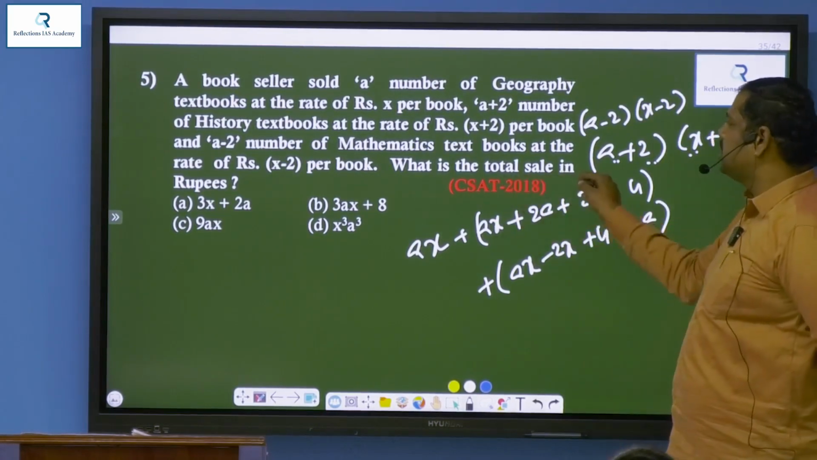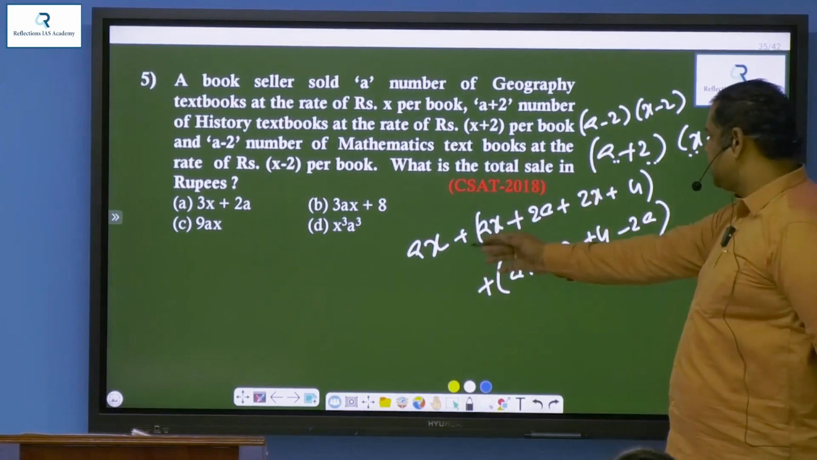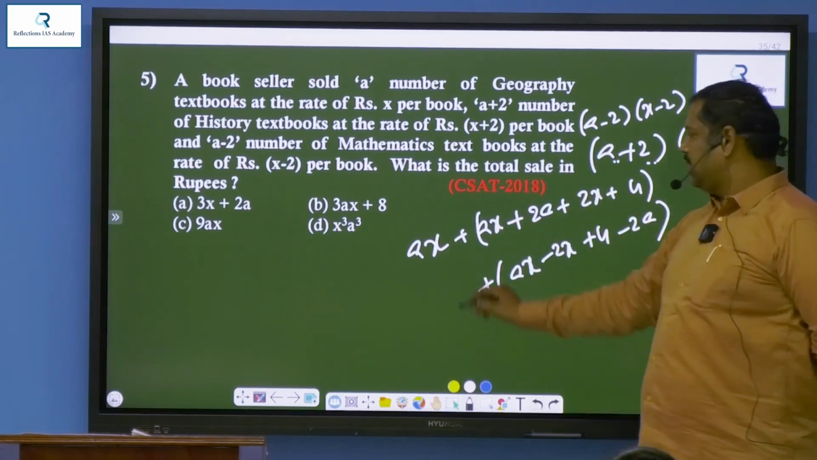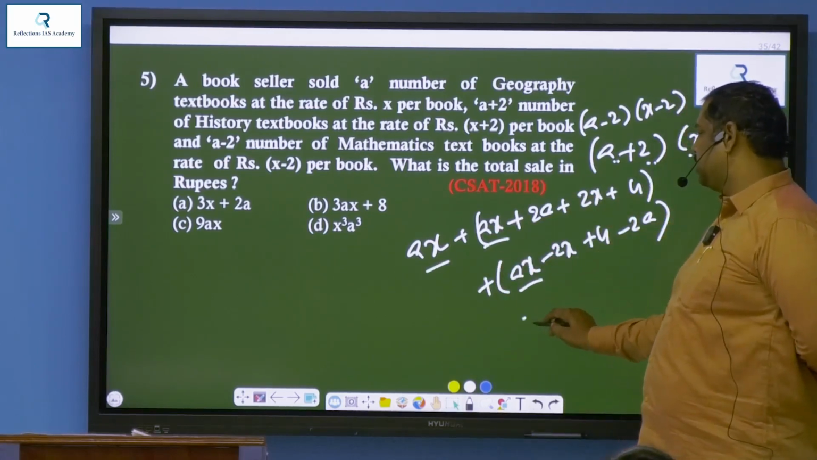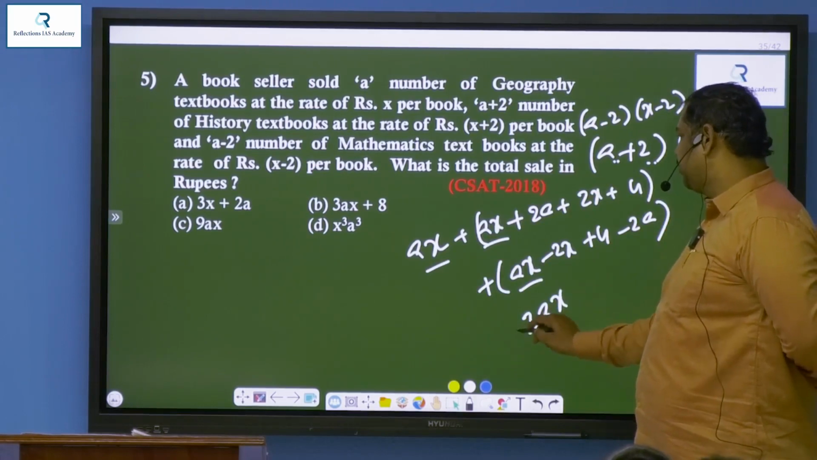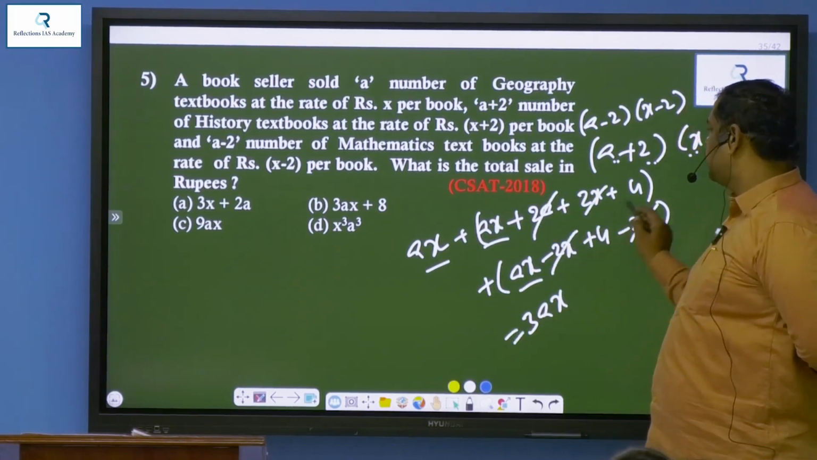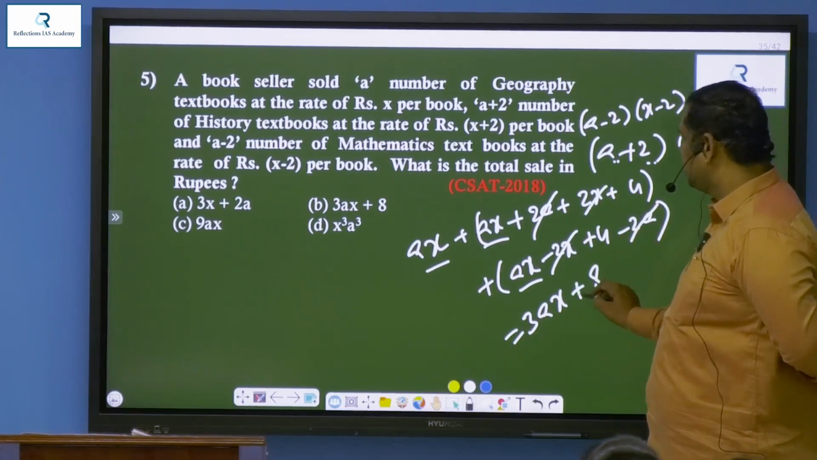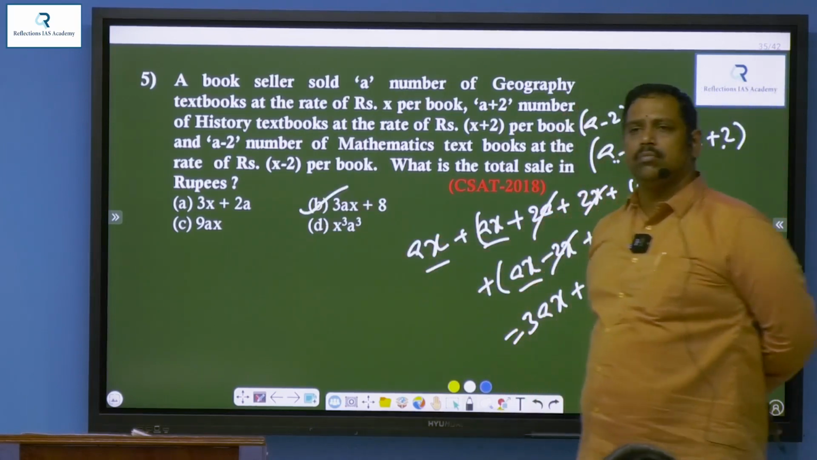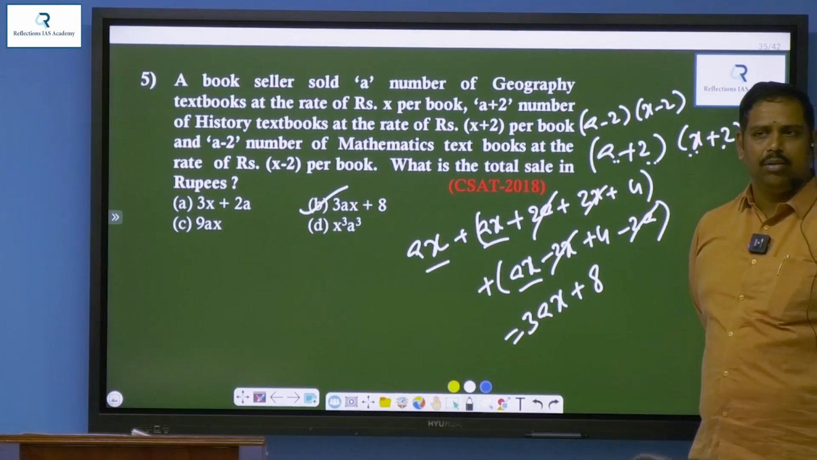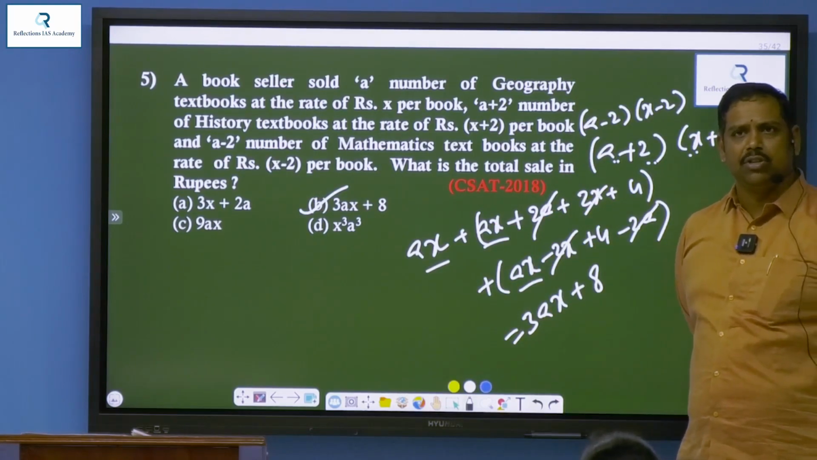Okay, what is asking? What is the total sale in rupees? Total sale means, can I say this total is the sale? AX plus AX plus AX, 3AX. Minus 2A plus 2A minus 2A. Plus 2X minus 2X. 4 plus 4 is 8. Got it? Is it a serious question or a silly question?